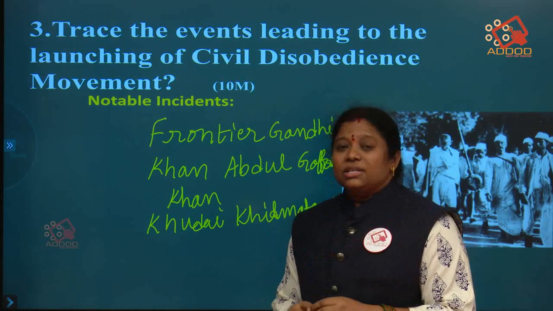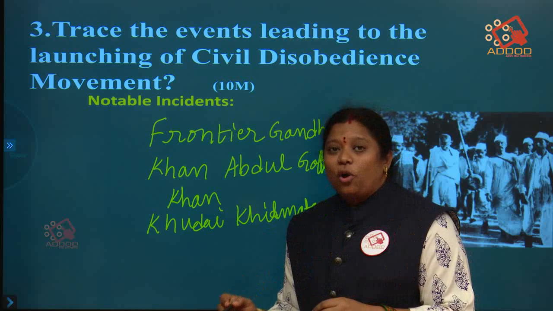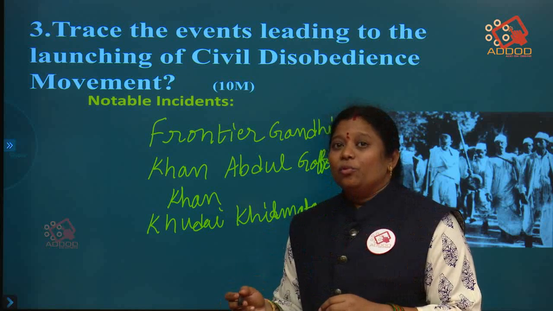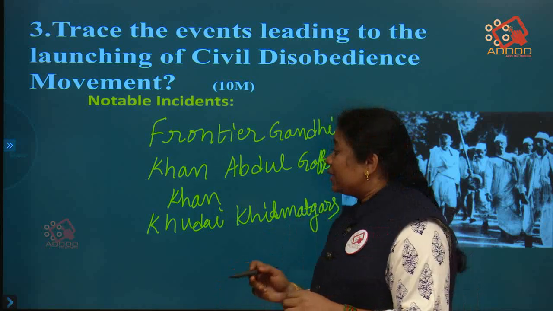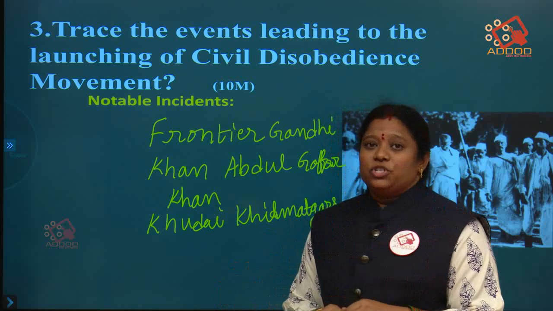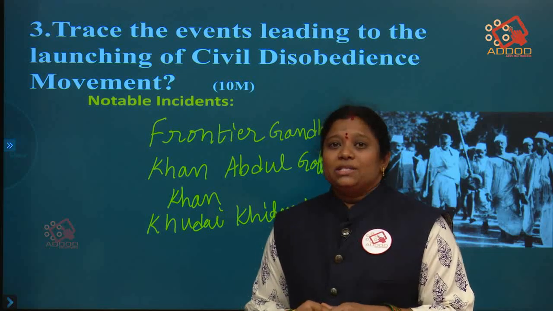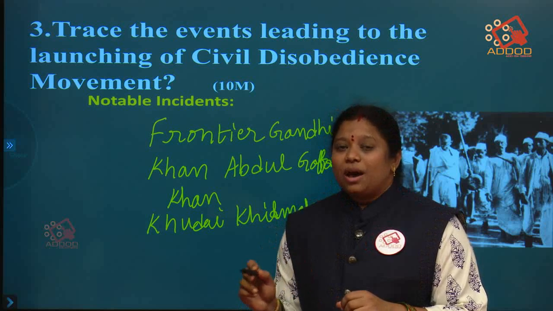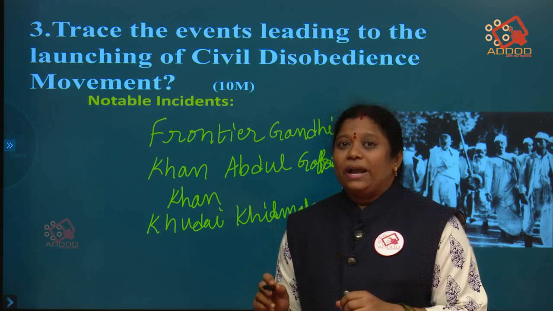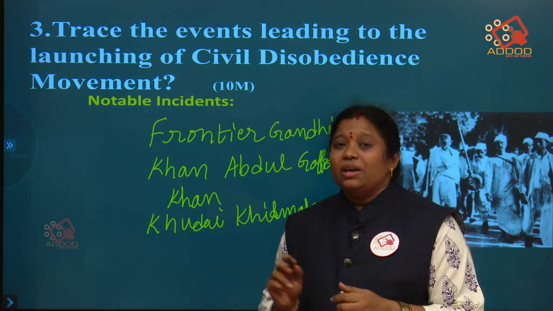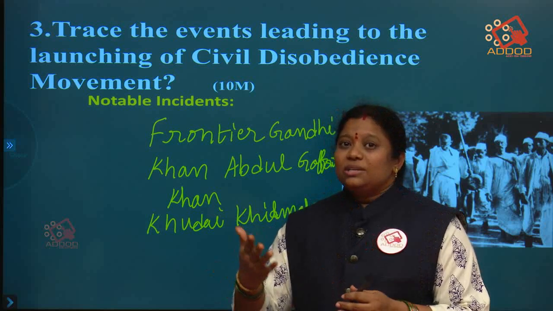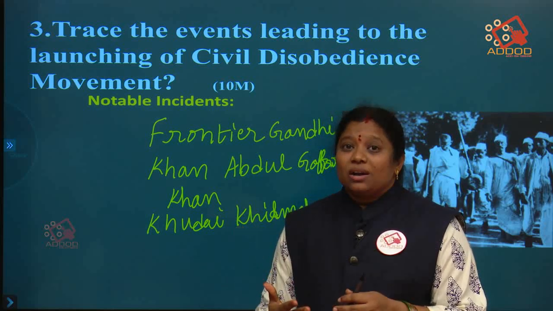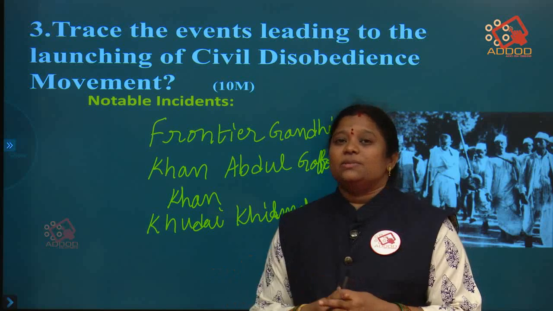Khudai Khidmatgars, they are also called servants of God. So they made a movement in that area. And the next important movement occurred at a place called Garhwal, where two Indian rifle platoons of the army refused to fight or to open fire on the Satyagrahis. So these are the notable movements which occurred as part of the Civil Disobedience Movement.